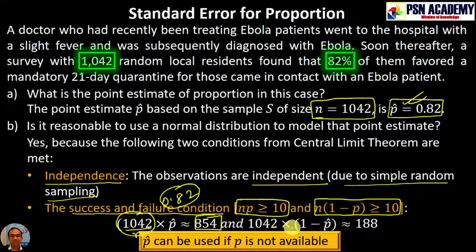Also, 1 minus p hat, if you multiply 1042 with 1 minus p hat, that is 0.18, then also you will get 188, which is much higher than 10. So in both the cases, we have found that the values are coming much higher than 10. So we can say that the success and failure condition are met. So a normal distribution can be used to model this point estimate.